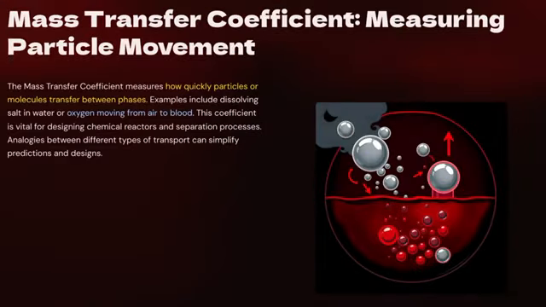Now, let's talk about the mass transfer coefficient. It measures how quickly a particle or molecule transfers between phases. Think about dissolving salt in water or oxygen moving from air to blood. And about analogies, they are like shortcuts. By understanding one type of transport, you can predict others, like how airflow affects heat transfer in air conditioners.